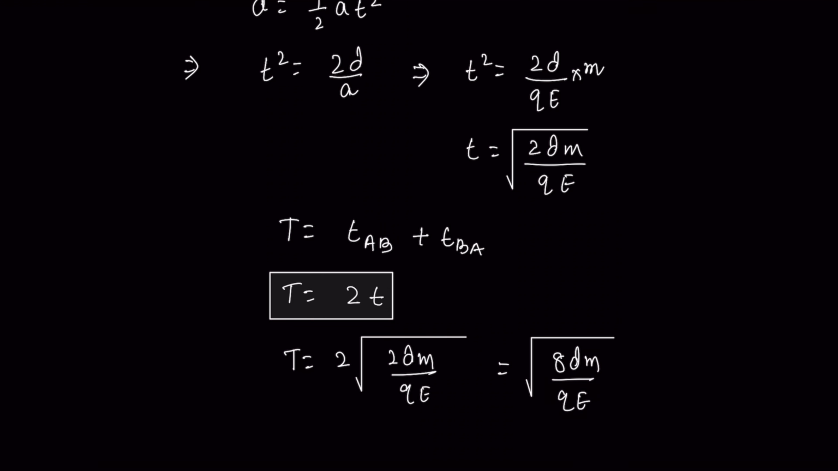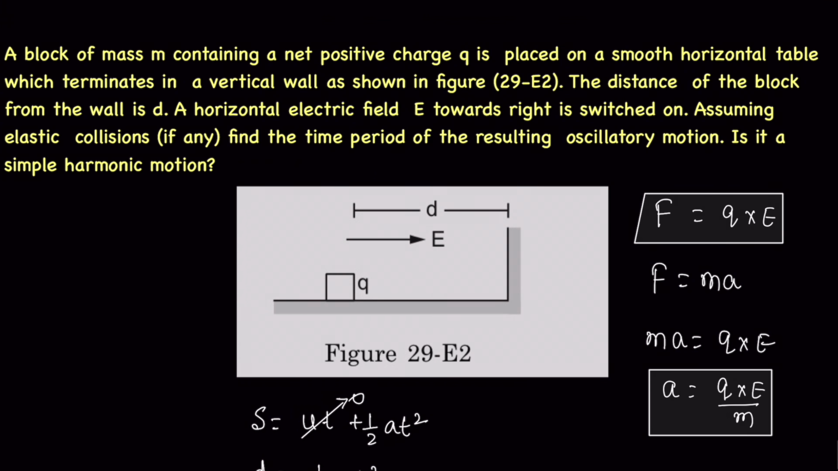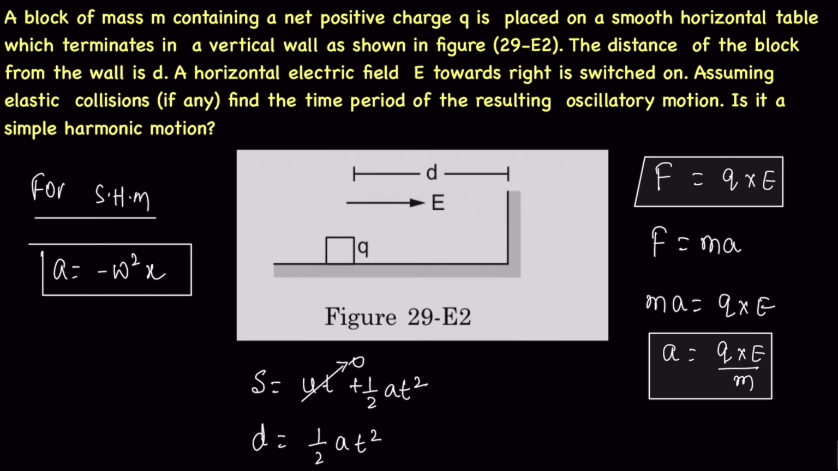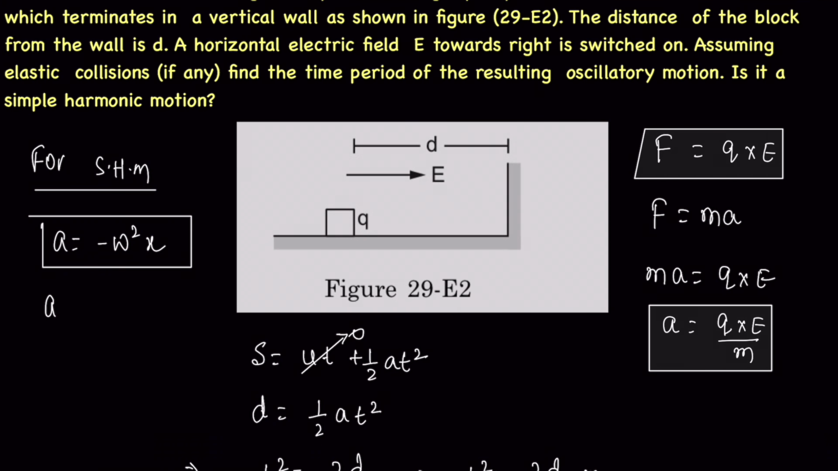In the second part, they are asking whether the body is following SHM or not. For SHM, our condition is a is equal to minus omega square x. When this condition is fulfilled, then SHM is present. But we know that in this case, a is constant. So no SHM. This is the answer to this question.